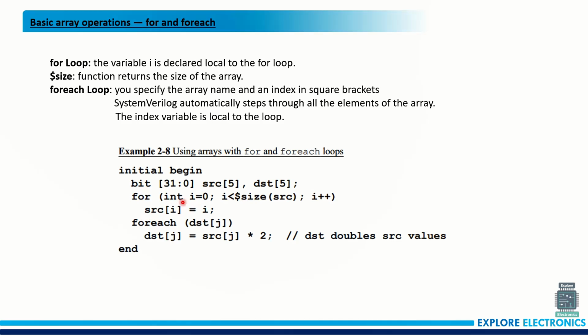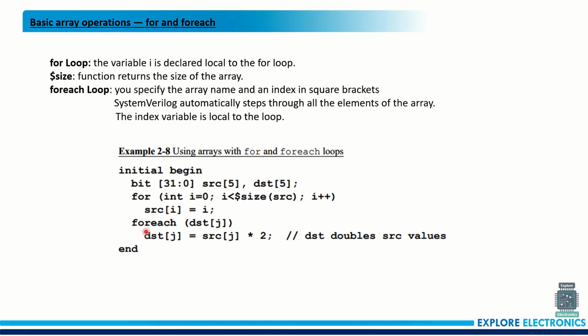And every iteration starting from I is equal to 0, we are doing SRC of I equal to I. I will be having a value 0 and that 0 will be allocated to the 0th location of the source array. And this continues until it reaches this condition, that is 5. All the 5 locations will be loaded, first with 0 and then it will be incremented to 1. The first location will be loaded with 1 value, the second location with 2. Similarly, 0, 1, 2, 3, 4 values will be allocated to this source array.